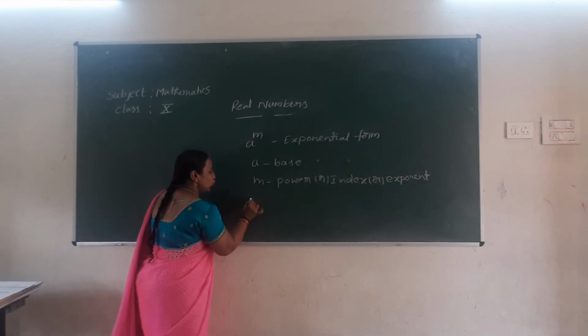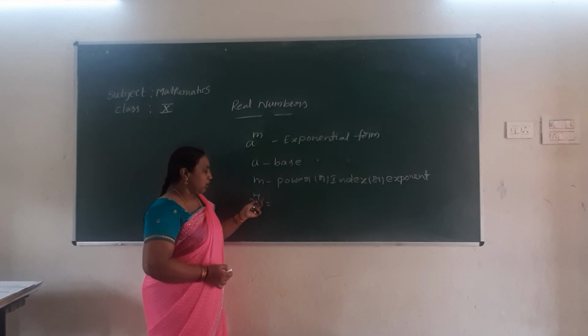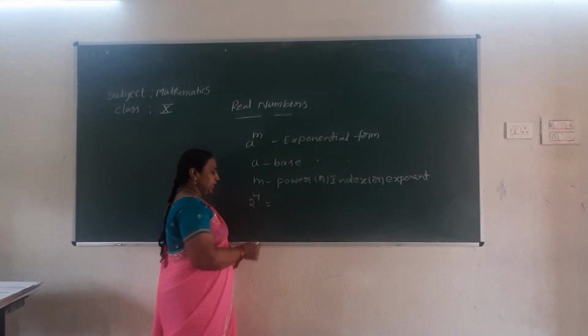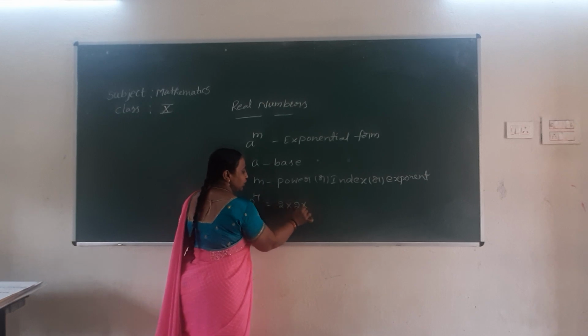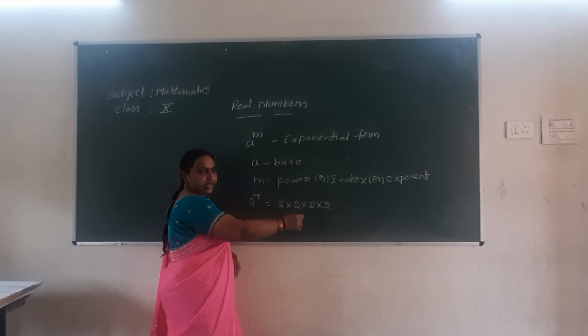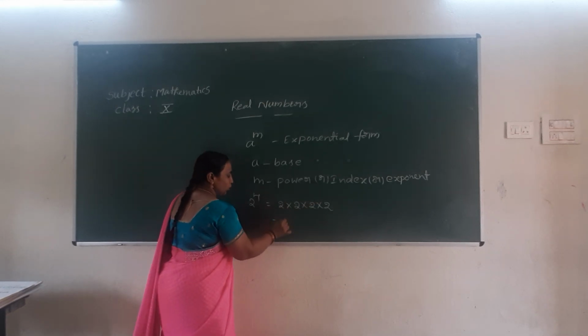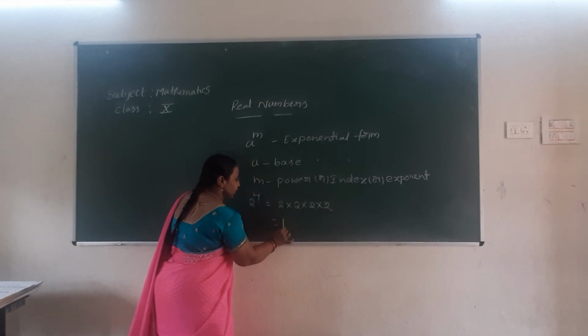Examples: 2 power 4, 2 raised to the power of 4. It can be written as 2 into 2 into 2 into 2, 2 multiplied 4 times. 2 to the 4, 4 to the 8, 8 to the 16.